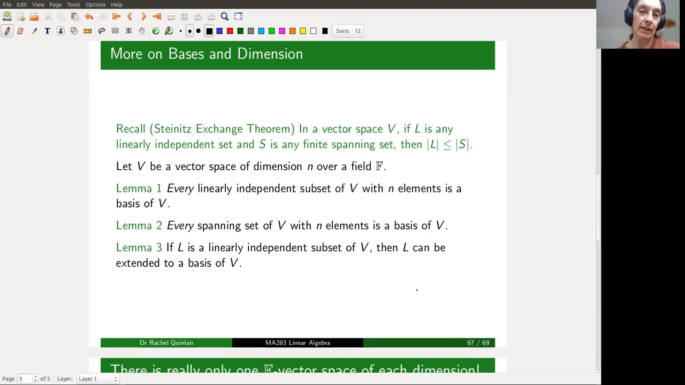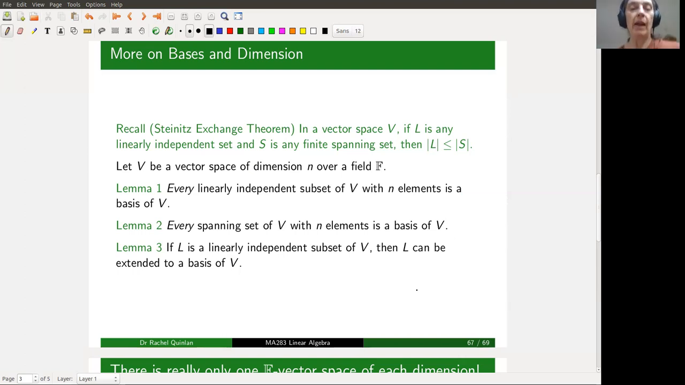But the consequences of it tend to be more important and more directly used. So here are just a few of them. The standard exchange is just recalled there so that we can remind ourselves of what it says, that the number of elements in a linearly independent set cannot exceed the number in any spanning set. So one really important consequence that we've seen already is that all bases for any given vector space have the same number of elements. But here are a couple more consequences of the standard exchange theorem.